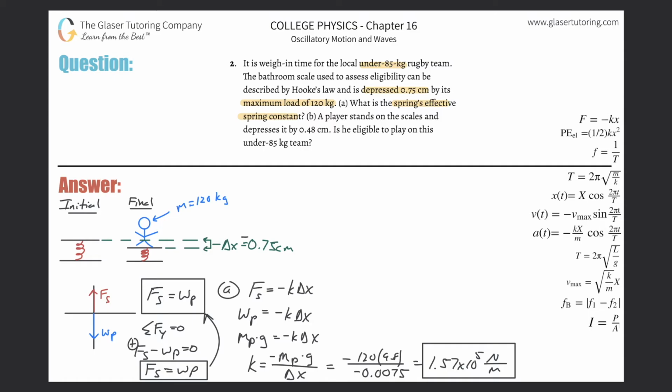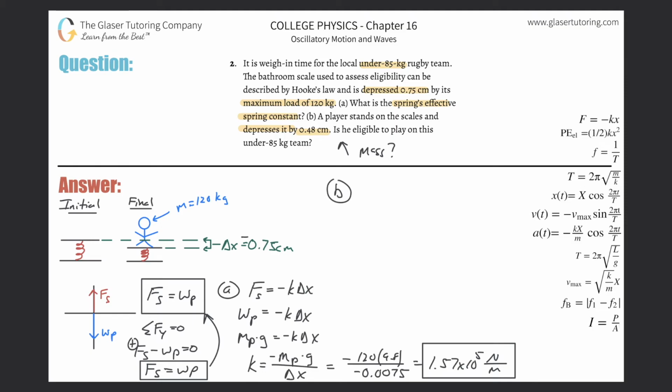Letter B. A player stands on the scales and depresses it by 0.48 centimeters. Is he eligible to play on this under 85 kilogram team? So basically, in order to find out if he's eligible, why don't we reframe the question? It'll make it easier. Is he eligible to play on the under 85 kilogram team? Well, it depends on what his weight is, or excuse me, his mass. If his mass is under 85, he can, and if it's not, he can't. So basically, let's find the mass. That's the question: what is his mass if the spring is depressed by 0.48 centimeters?